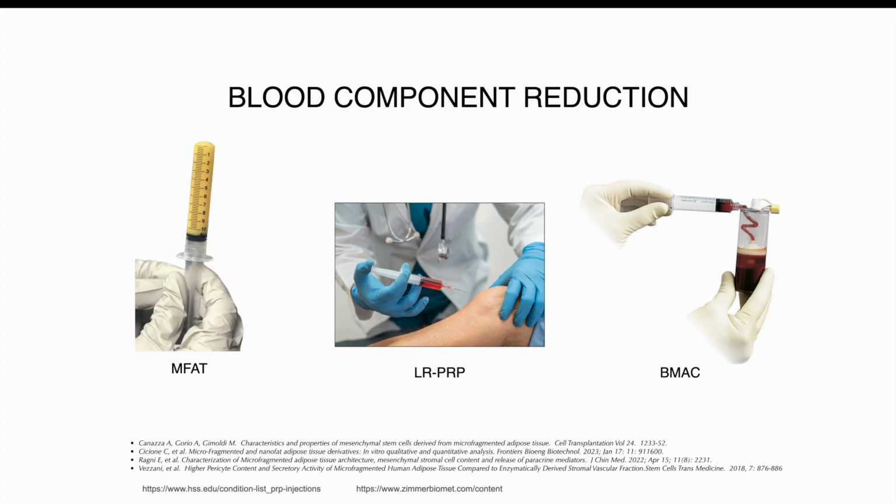Now, one thing that I like about MFAT is when compared with leukocyte-rich PRP or bone marrow aspirate concentrate, there is a reduction in the blood cell component of the product. And so you can see on the left, we have what I like to call the mango smoothie, which is a yellow color, and you really have a very low red cell count, low leukocyte count, which may be advantageous for osteoarthritis.